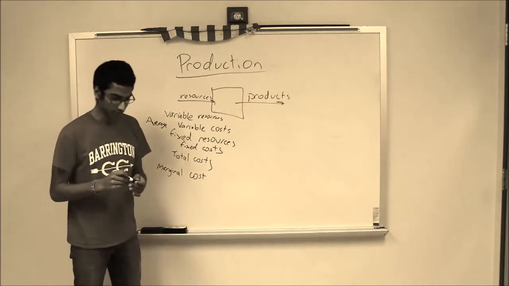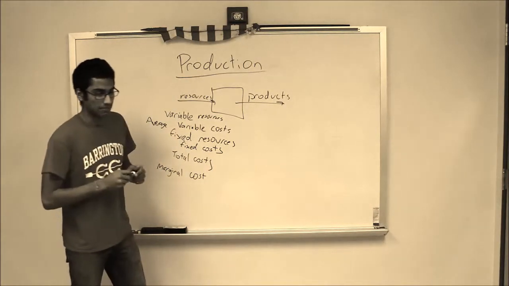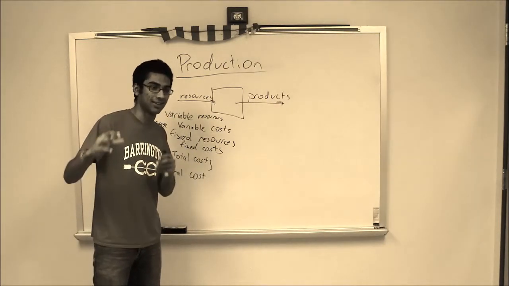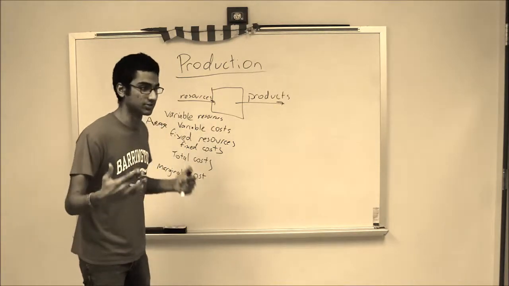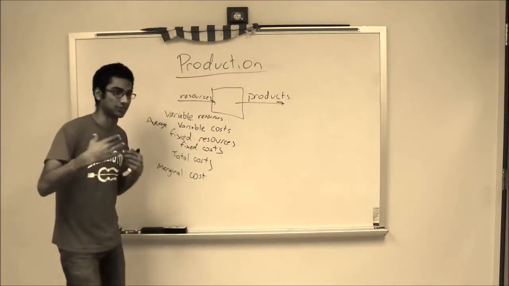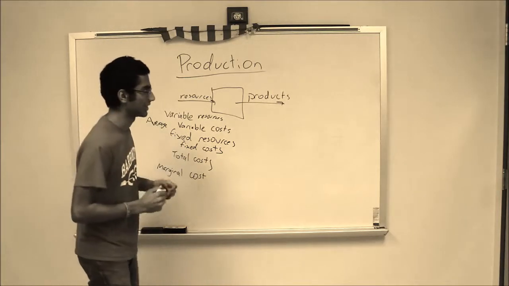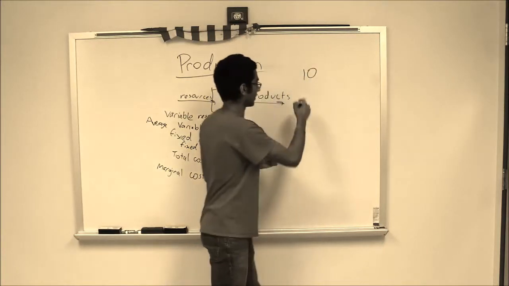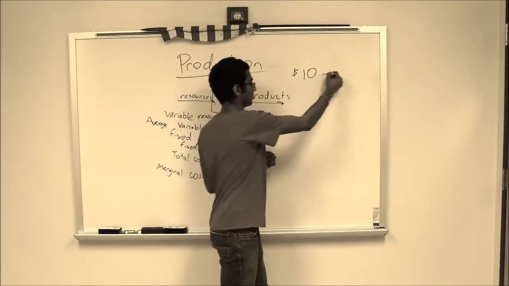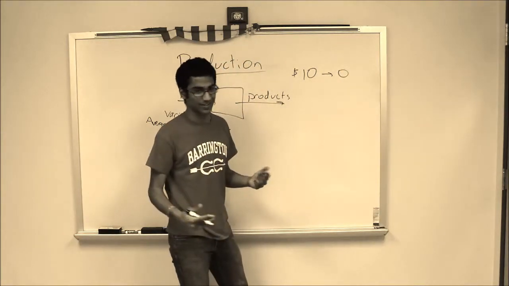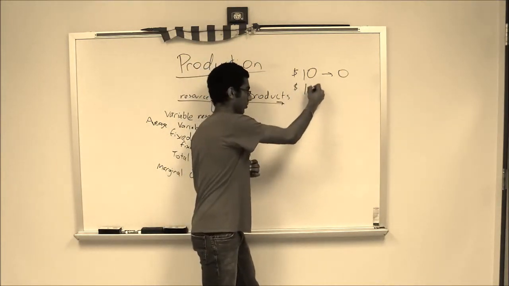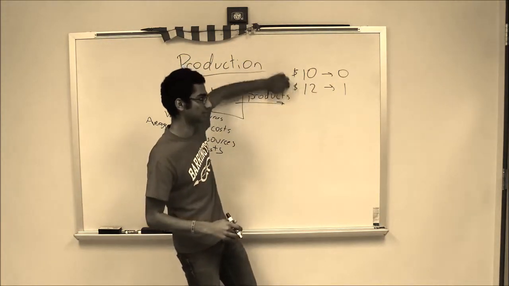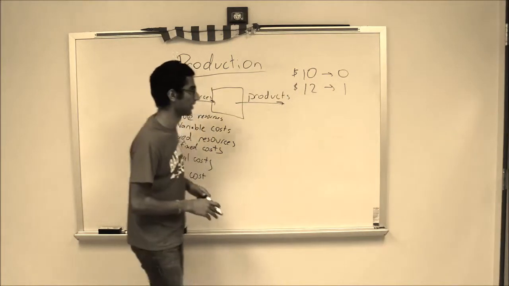So the marginal cost is kind of like the variable cost in the fact that it scales up with production, but more specifically, it's the extra amount necessary as you increase output by 1. So let's say it takes, I don't know, $10 to make 0 lemonades. It takes $12 to make 1 lemonade. So here the marginal cost will be 2 because of the difference that it takes to increase output by 1.